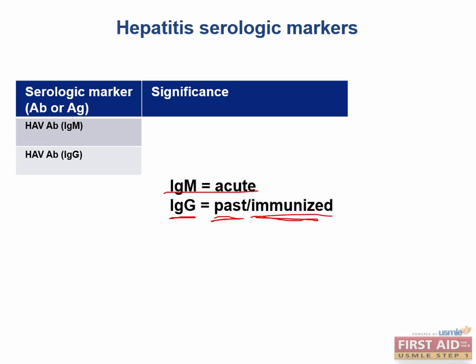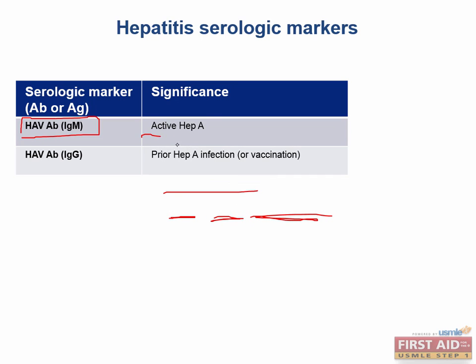So with this in mind, what would the presence of IgM antibody against hepatitis A virus represent? It would tell us that the patient has an active hepatitis A infection. Therefore, the presence of immunoglobulin G or IgG antibodies against hepatitis A virus is indicative of a prior hepatitis A infection or vaccination against the hepatitis A virus.